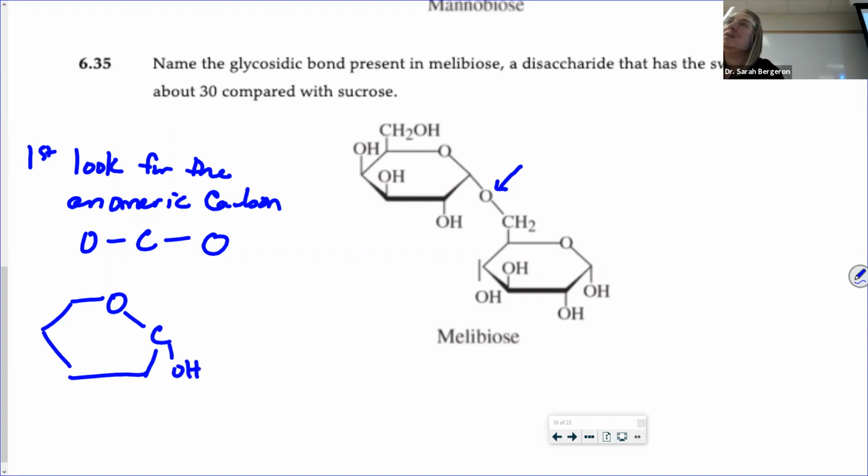Down or up, right? It could be there. It could be here. Depends on if it's cis and it's beta, or if it's trans and it's alpha, right?